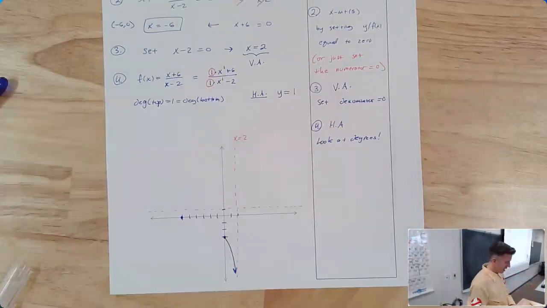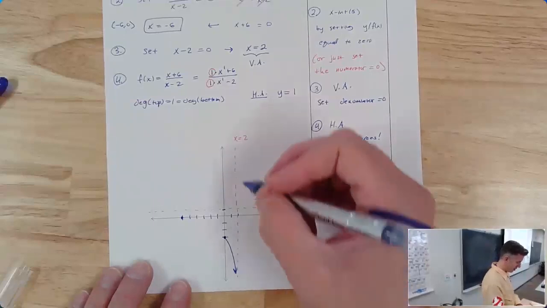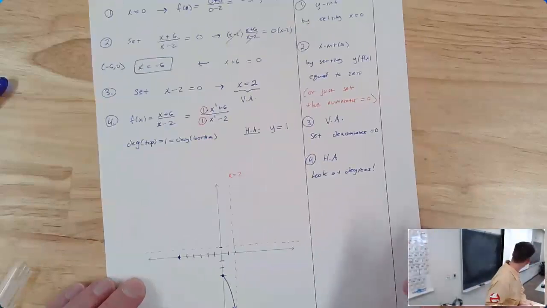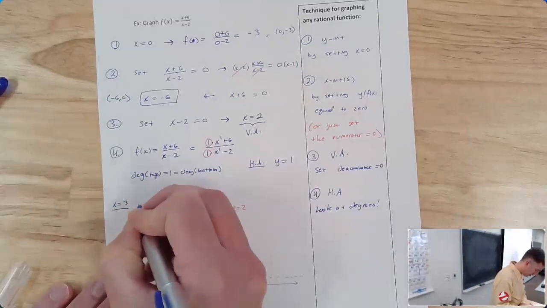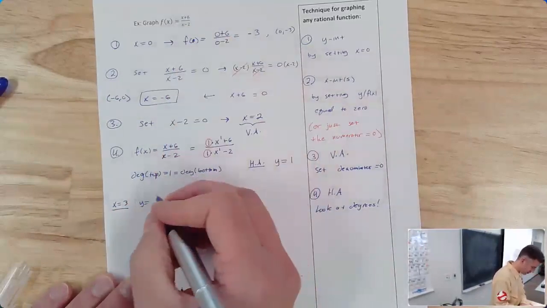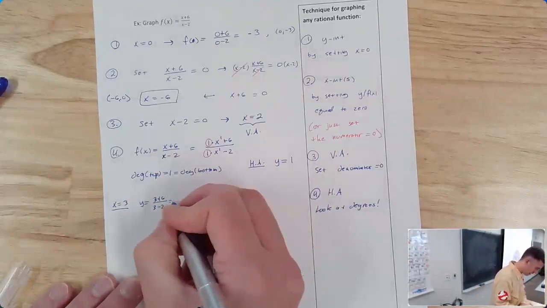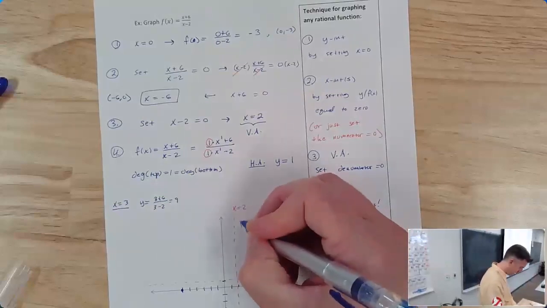Now, on the other side of 2, if I pick x equal to 3, the question is, am I still going down this way, or am I going up this way? There's a couple of ways to figure this out. One way is just to plug another point in. Not my favorite, but it is a way of doing it. If I set x equal to 3, I would get y equal to 3 plus 6 over 3 minus 2, which is 9 over 1, which is 9, which is positive. So I can see that if x is 3, y is going to be 9, so I'm going to be going way up this way.